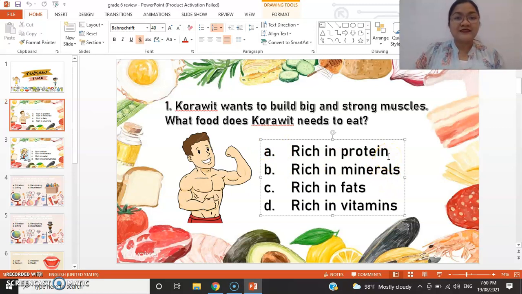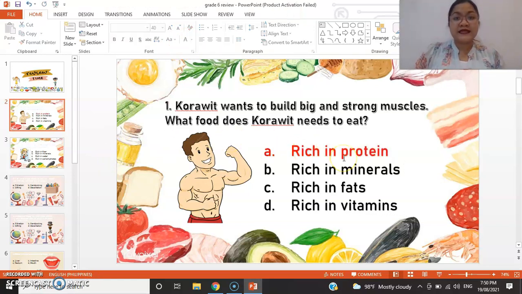5, 4, 3, 2, 1. The correct answer is letter A. Very good. Good job. Again, when we say protein, it helps us to build big and strong muscles. Alright, very good. Number 2.